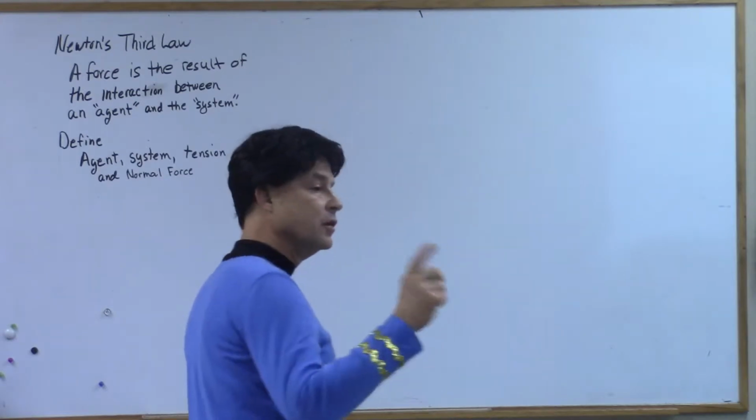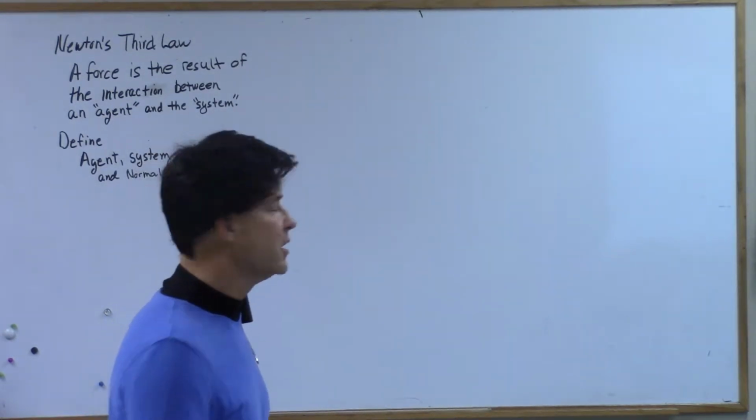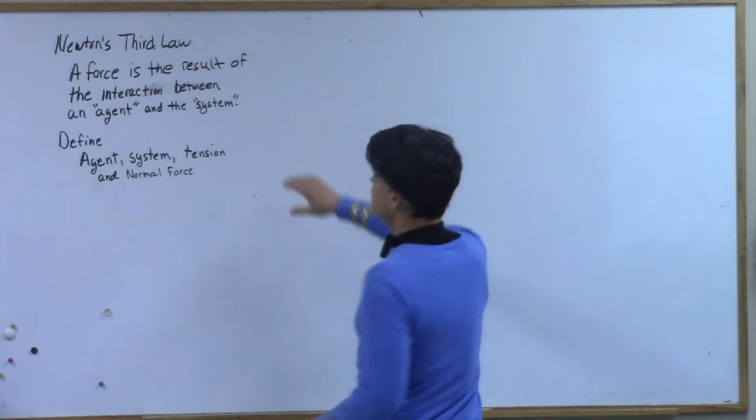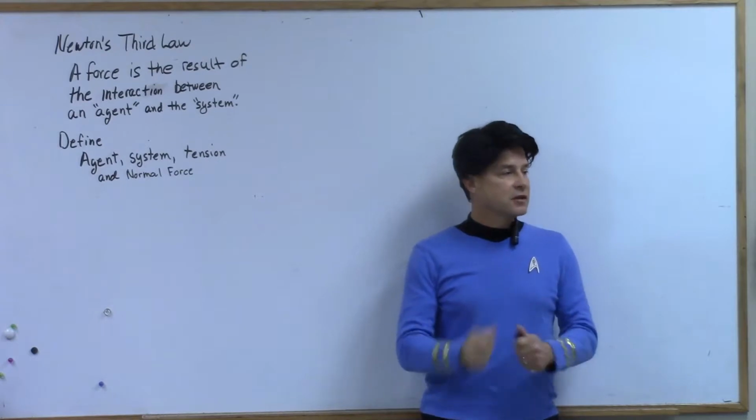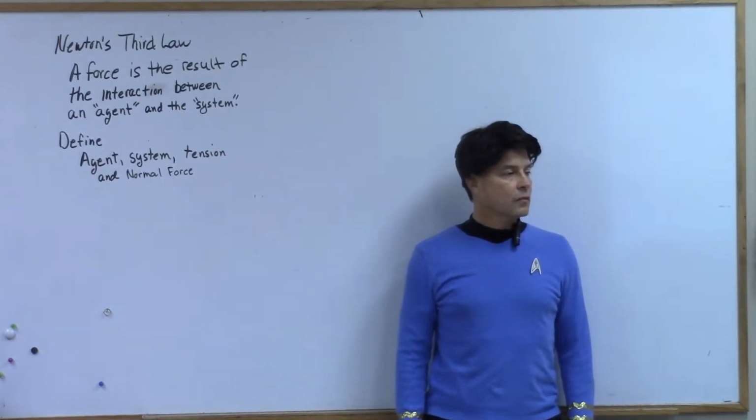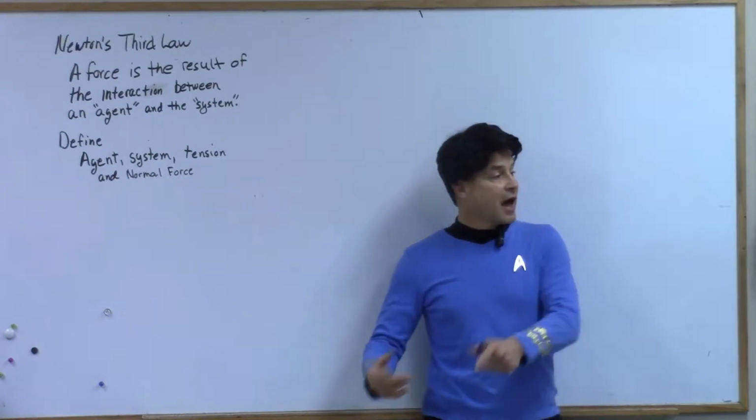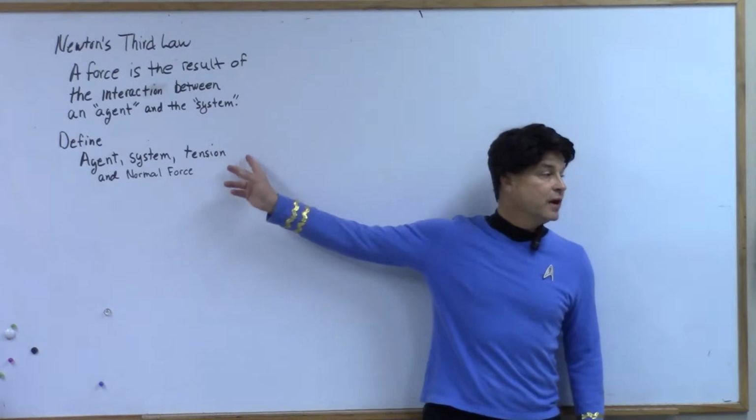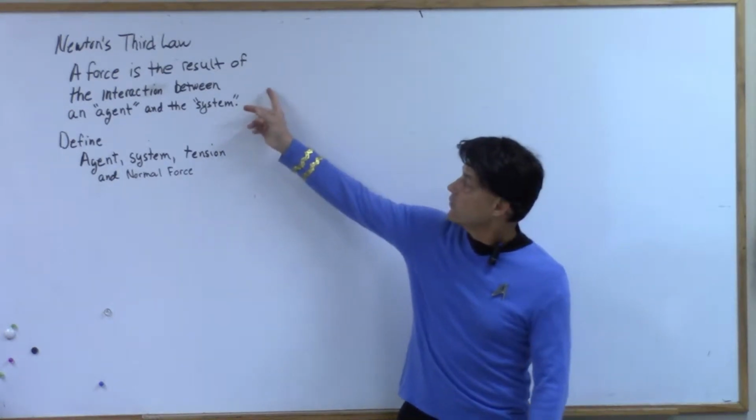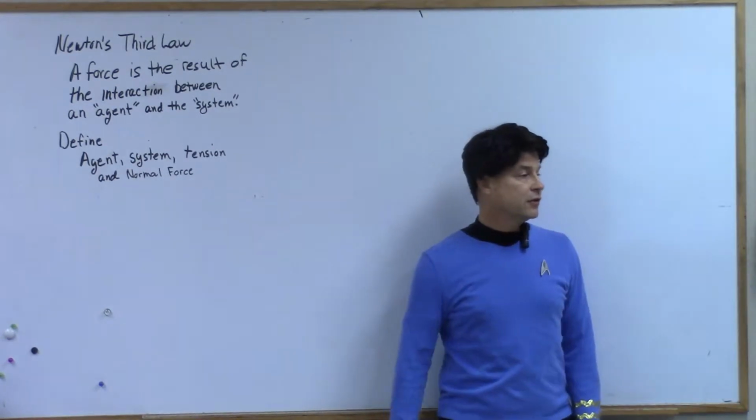This book, it doesn't say that. I looked for the definition. It doesn't say that at all. This book talks about interaction pairs. Well, it makes sense. If every force has an equal and opposite reaction, that means that there's an action force and a reaction force and that they come in pairs. So the book emphasizes that. A force is the result of an interaction between an agent and the system.